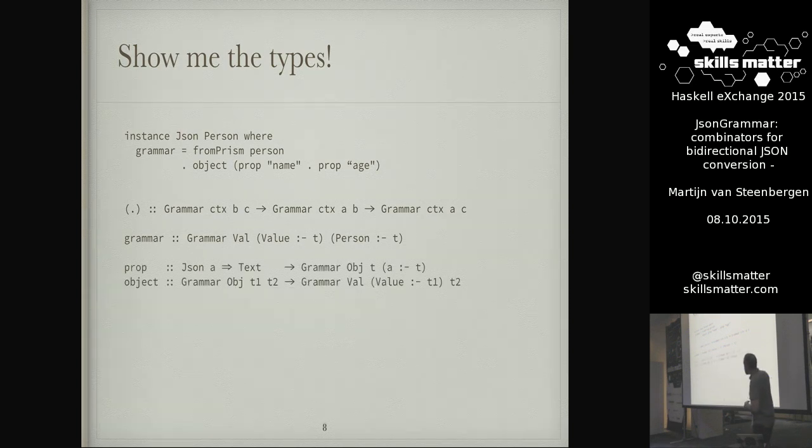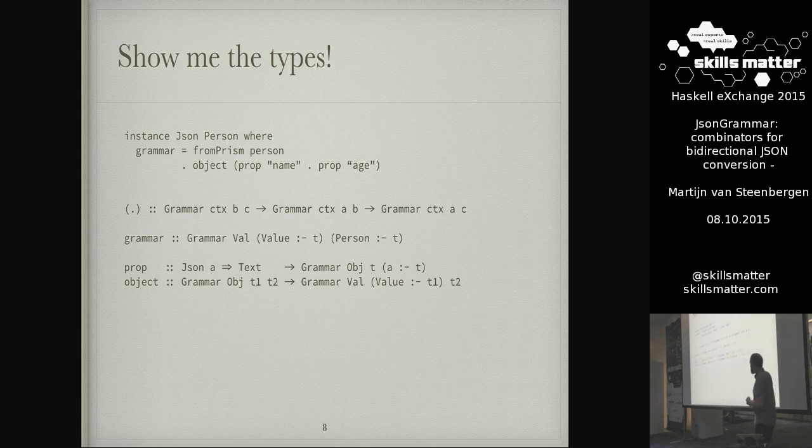The prop and objects work like this. You give prop the name of the property that you're looking for, and it'll give you a grammar in the object context. And if you're parsing, you go from T to a cons T, which means I don't really care what's on the stack. I'm just going to look up the property in the object that I have available in the current context, the name you've given to me, and I'll parse it according to the JSON instance for A, and then I'll push the resulting value on top of the stack, and the other way around again.